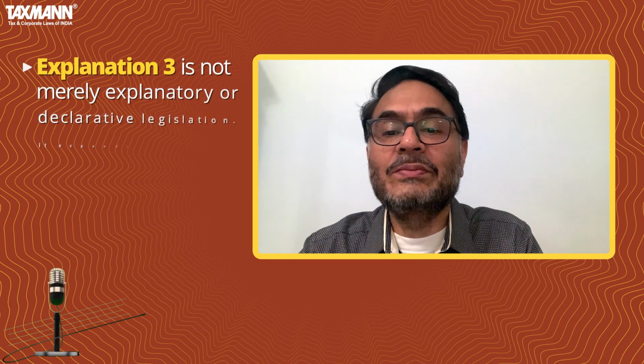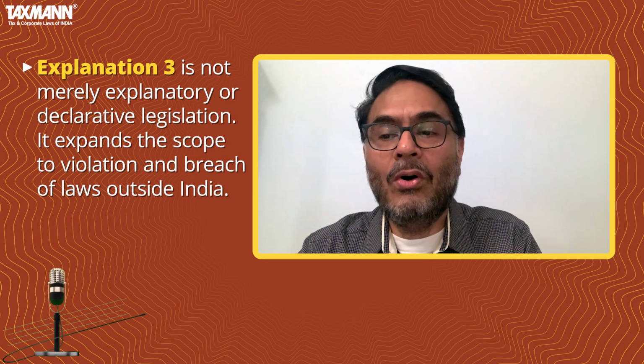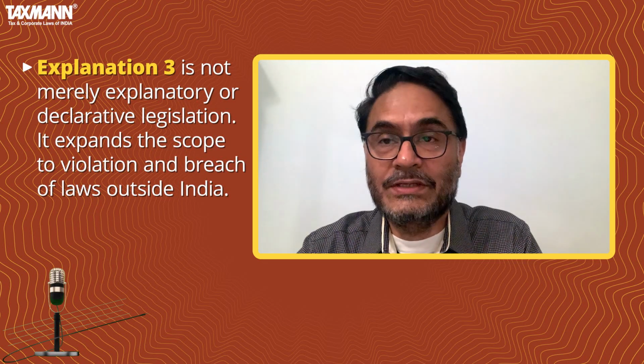In segment 2 of the podcast, we examine the language and phraseology of explanation 3 to try and understand the particular situations in which it will come into play. Explanation 3 has 3 different clauses, and let's take each clause wise. Now, clause A reads: expenditure incurred for any purpose which is an offence or is prohibited as per Indian law or law outside India.